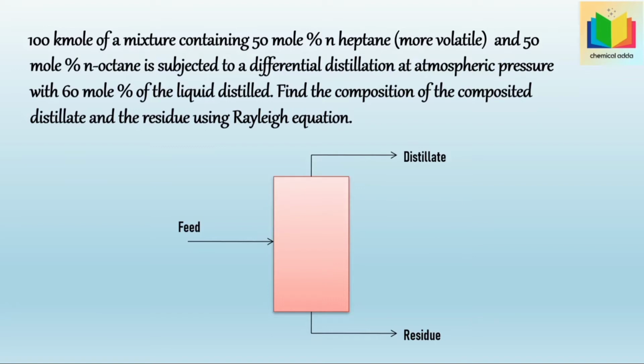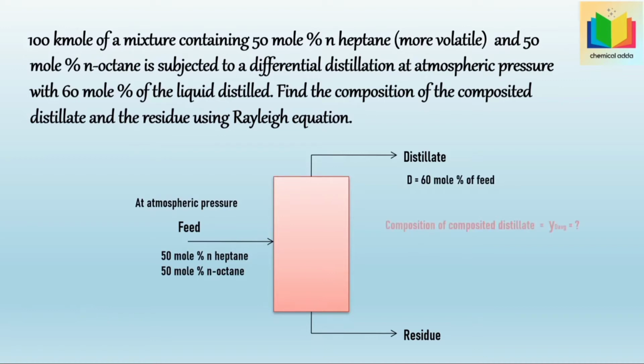100 kilomole of a mixture containing 50 mole% n-heptane, that is the more volatile component, and 50 mole% n-octane, is subjected to a differential distillation at atmospheric pressure with 60 mole% of the liquid distilled. Find the composition of the composite distillate and the residue using the Rayleigh equation. Now, let's solve this example.